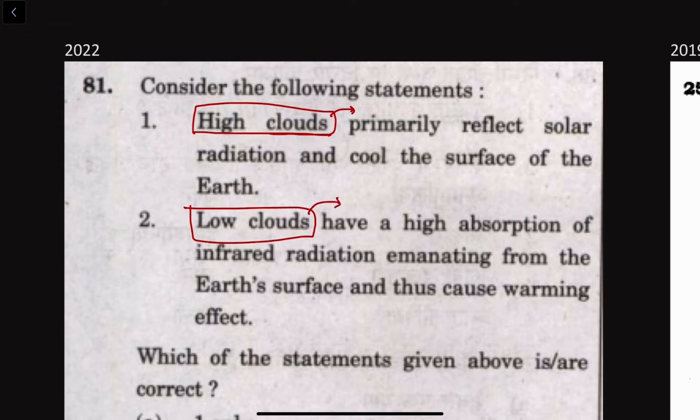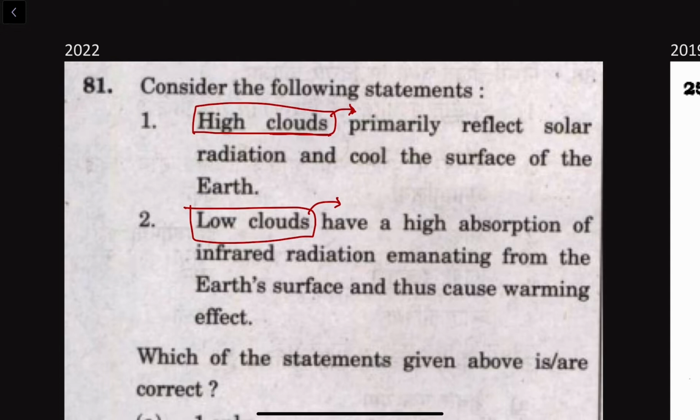With respect to low cloud, it has mentioned that they have a high absorption of infrared radiation emanating from the earth's surface and thus cause warming effect. In the examination hall, it is not very easy to recall the facts regarding the concepts of high clouds and low clouds distinctively. We may get confused whether the particular fact which has been given pertains to high cloud or not, whether it pertains to low cloud or not. So this ambiguity, one of the PYQs helped me to overcome in the examination hall.